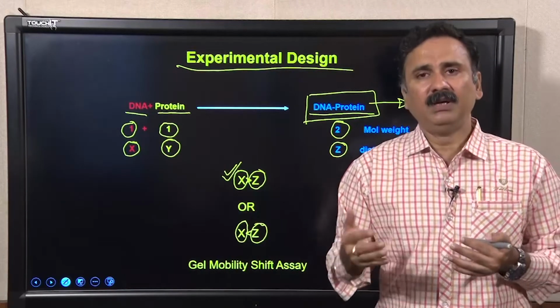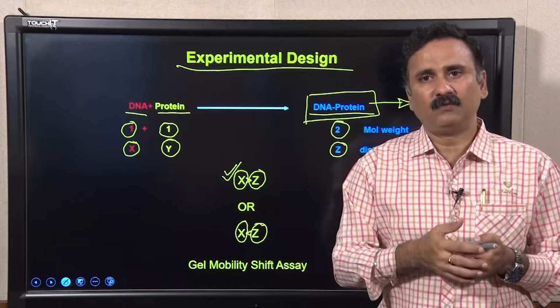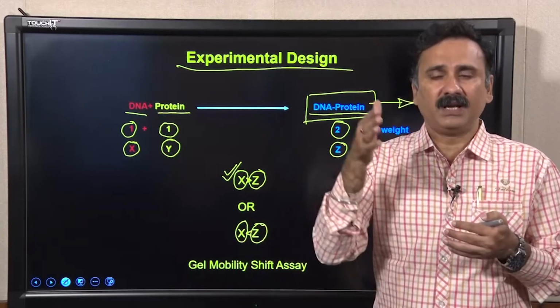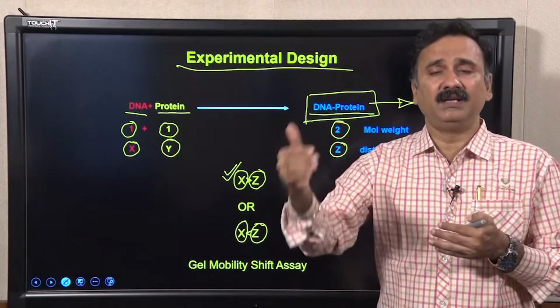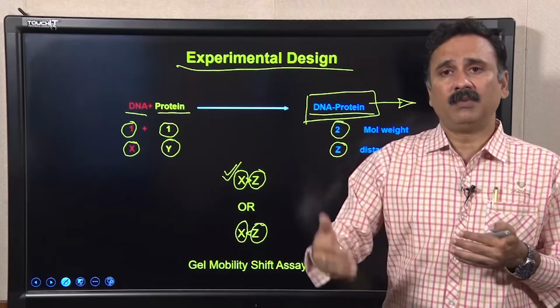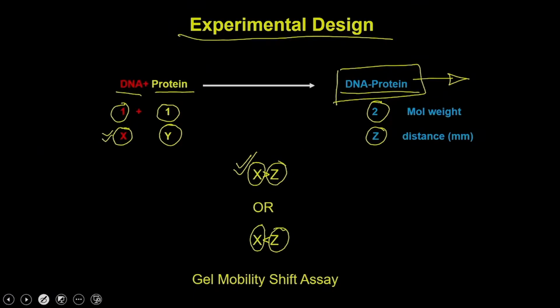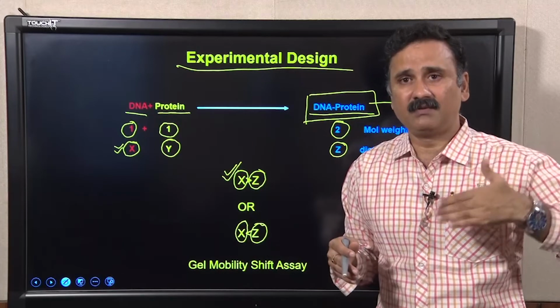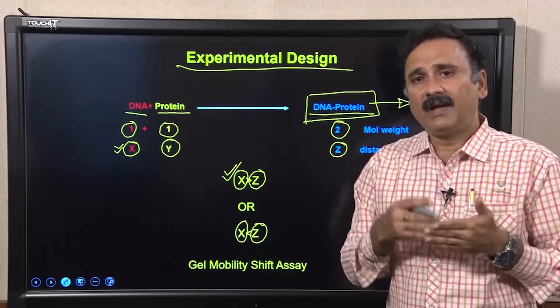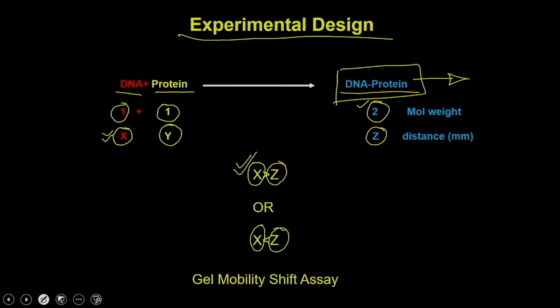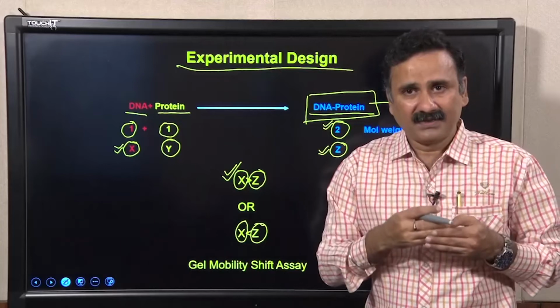Because, as you remember, the electrophoretic mobility in gel electrophoresis is directly proportional to the charge and inversely proportional to the molecular weight. So if you have a smaller molecular weight, you are going to run faster and cover a larger distance, whereas if you have a bigger molecular weight, you are going to run smaller distances.